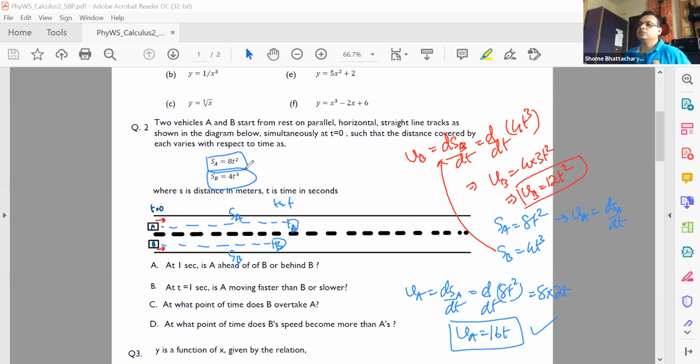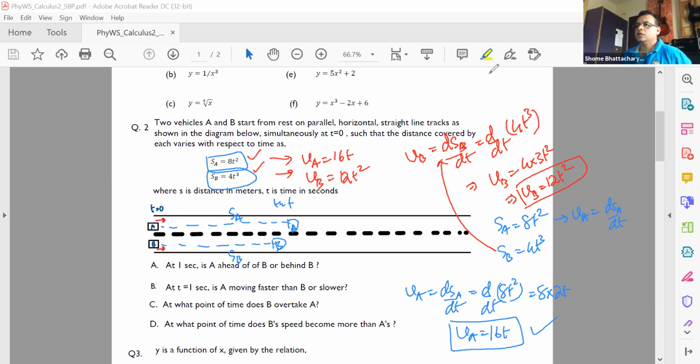So now we have two pieces of information. We were already given the distances or displacements. Now from this, we are also generating the information that the velocity of this one is 16t, and the instantaneous velocity or speed of this one is 12t square, as functions of time. Okay, so far you're clear now?